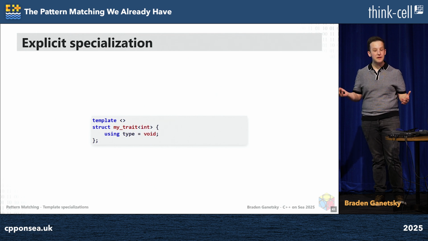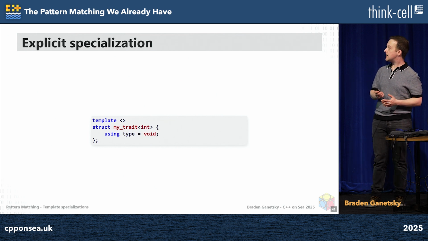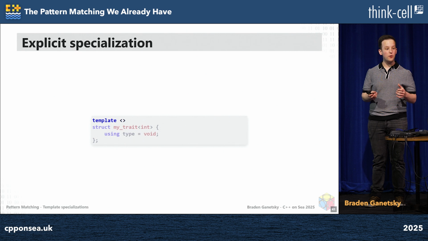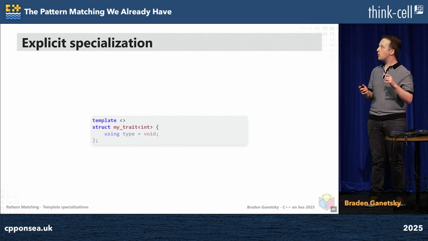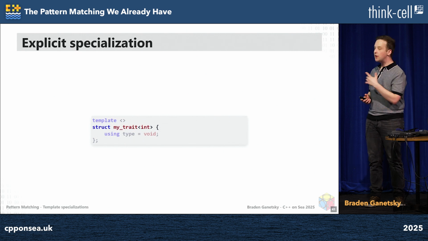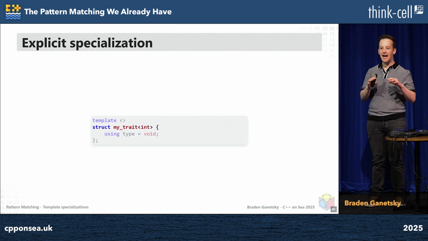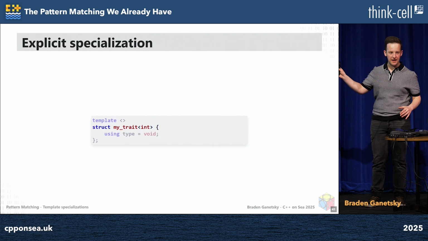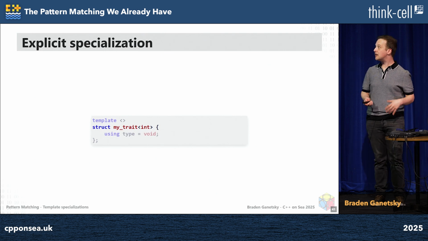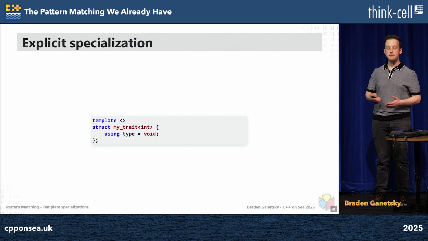Then we could also have an explicit specialization. So this also has a template keyword, but now the parameter list is empty. And so when we actually define the struct, well, this one has only concrete arguments into my trait, and so this is a concrete class. This is not a template anymore. This is just a concrete class. But again, we have the body, and so this is an explicit specialization.